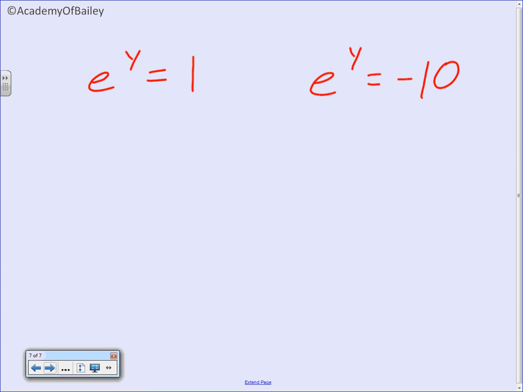And here's the last slide that we have. Solve this out for y. I'm pretty sure you're going to say the natural log of 1 is equal to y, and the natural log of negative 10 is equal to y. Well, let's go look at those.